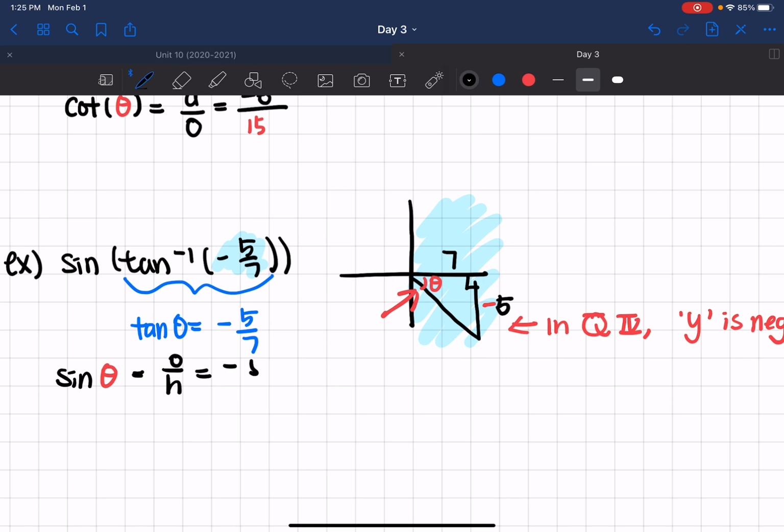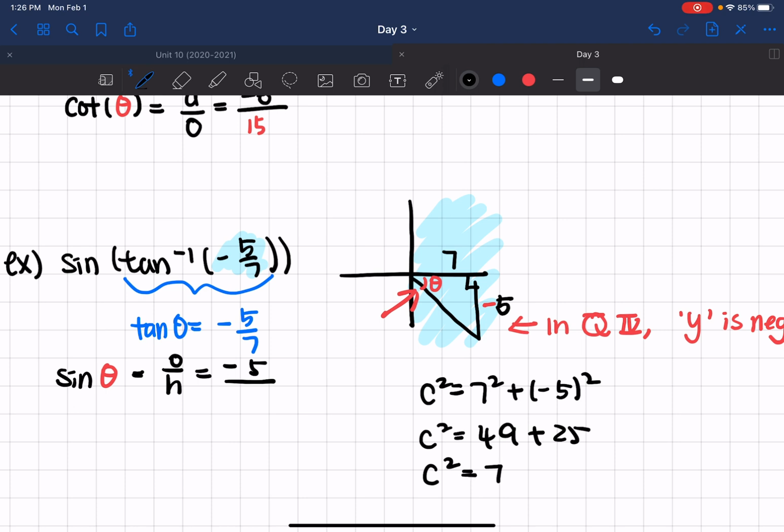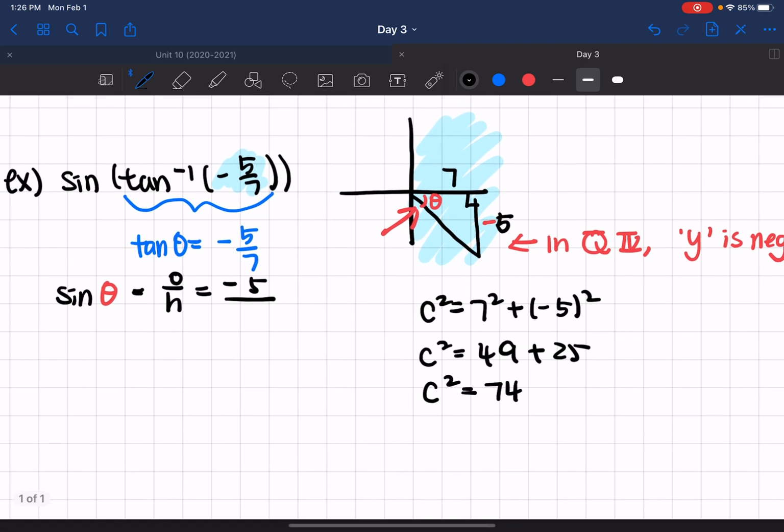Opposite is negative 5, but I don't know the hypotenuse, so again, you're going to use the Pythagorean theorem. In this case, c squared equals 7 squared plus negative 5 squared. c squared equals 49 plus 25. c squared equals 74. Unfortunately, 74 is not a perfect square, so if you take the square root, you will get square root of 74. So you're going to put the square root of 74 for the hypotenuse.